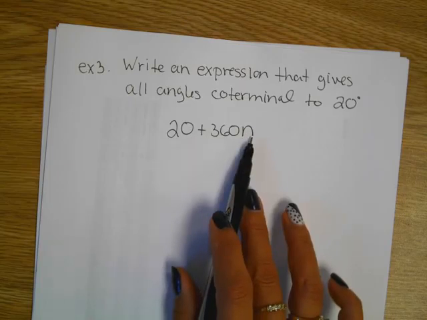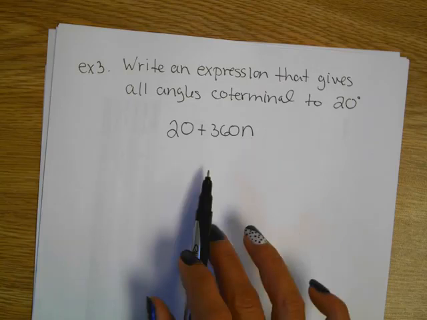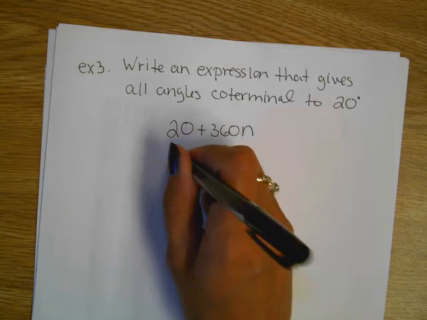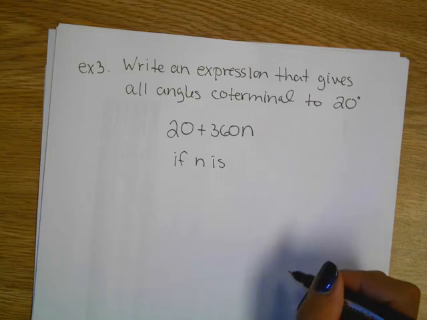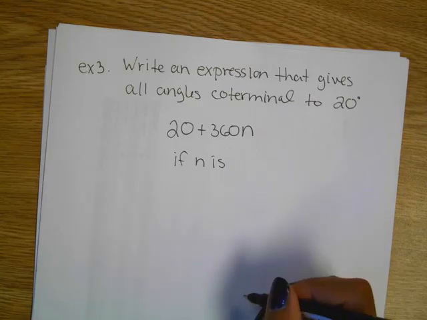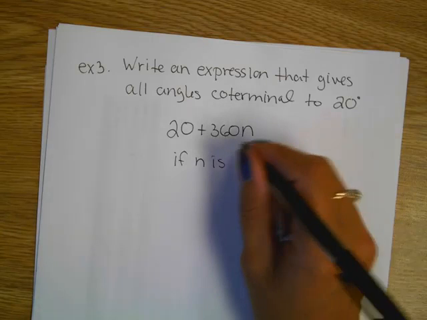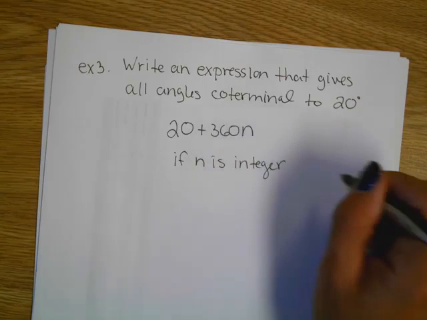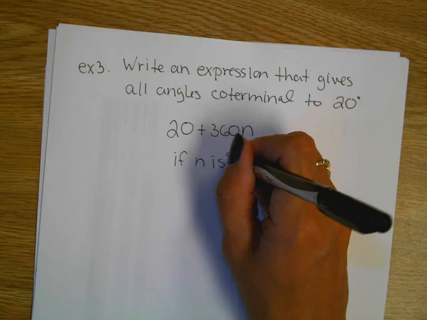What would a negative 1 represent? You're subtracting one set of 360. A negative 2, you'd be subtracting 2 sets of 360. So this expression works if, only if, n is what kind of number? Negatives aren't really whole. Wholes are the 0 and up. No decimals. Integer. Integers are the positives and the negatives with no decimals. If n is integer. N is an integer.